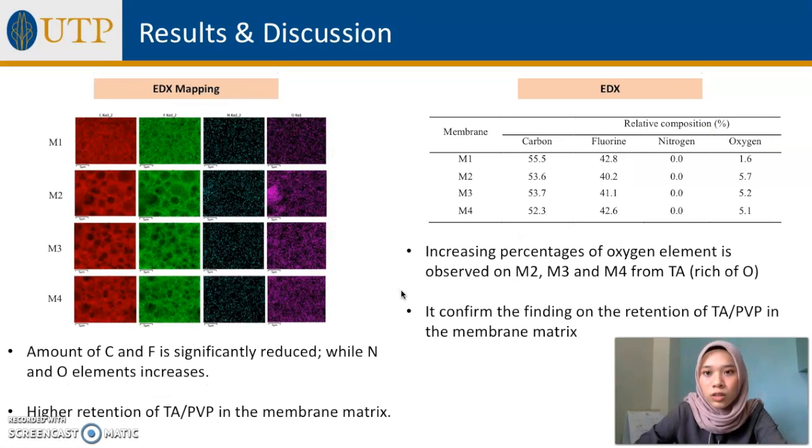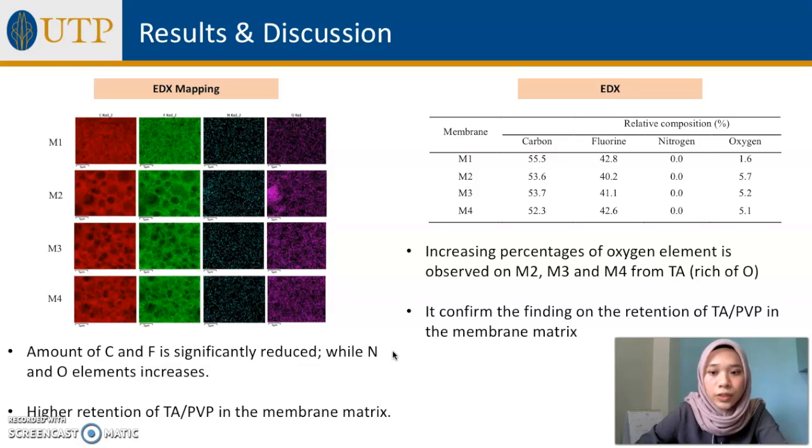Next, moving on to the EDX analysis. So from this EDX mapping, the distribution of C, F, N and O elements in M1 had a significant change compared to the rest. So the relative amount of C and F is slightly reduced compared to the PVDF membrane.